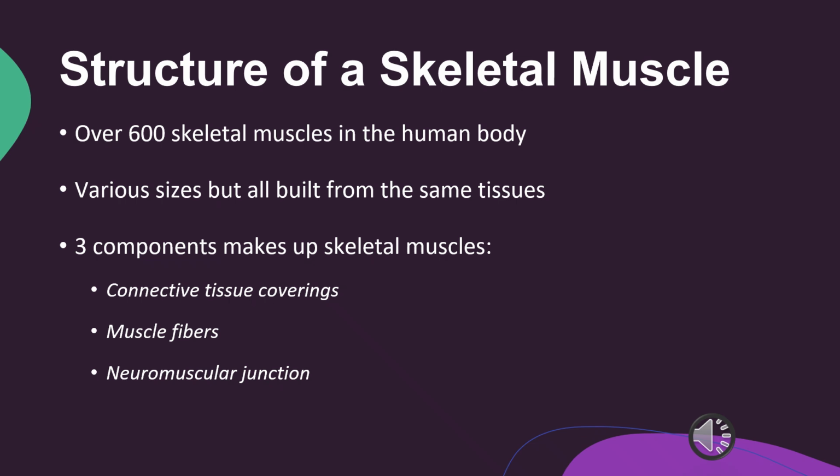So these three components, the tissue coverings, the muscle fibers, and the nerve-muscle connection, all work together to give skeletal muscle its incredible strength, its coordination, its control. Right? So let's go ahead and zoom in a little bit more and move on to connective tissues on the next slides and see how they organize a muscle from the outside in.